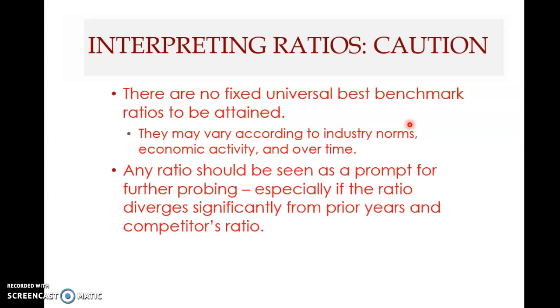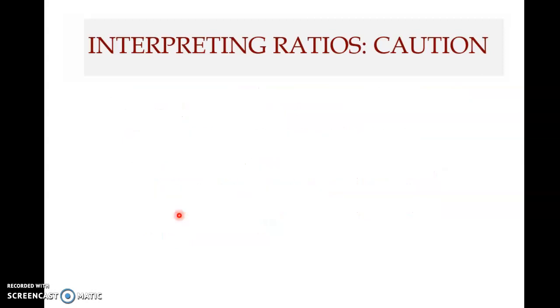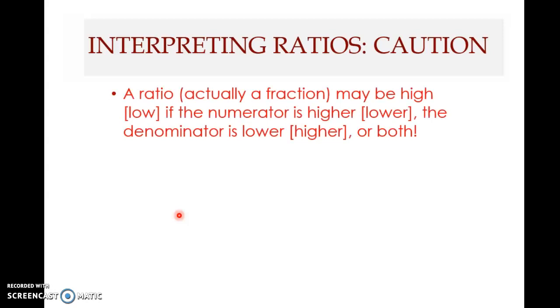Alright, any ratio should be seen as a prompt for further probing. That means you must ask more questions, especially when the ratio diverges. Diverges here means it changes significantly from prior years or from other competitors' ratios. When a ratio is very different from a competitor, or very different from the previous year, then that is possibly a point where you need to investigate further. So it's a prompt for further probing. Right, and a ratio is actually, as I mentioned earlier, a fraction.